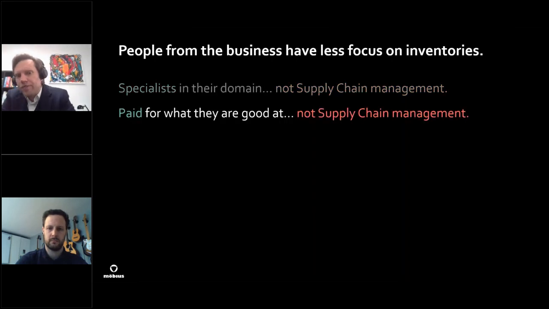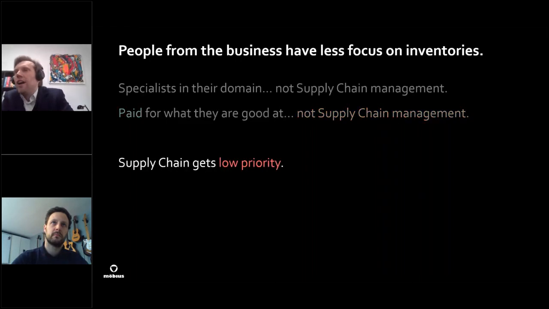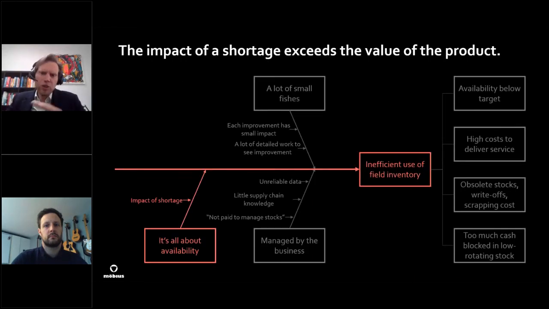And what is more, these people's ambitions are not even to manage a supply chain. Right? Their key role in their head, in their mind, is to solve problems, is to help customers, is to help patients. But still, we ask them to manage a supply chain. Right? And quite naturally, because of that, supply chain does not get the highest priority. And that goes even a little bit further.